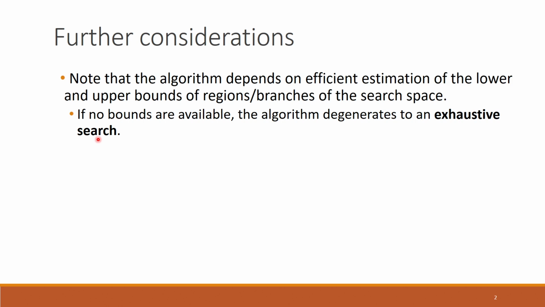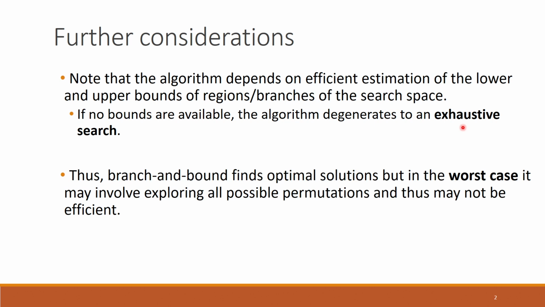As we have discussed before, this may not be very computationally efficient, and in many cases the number of feasible solutions in the feasible region increases exponentially with the size of the problem. So this is what this sentence is saying, that branch and bound finds optimal solutions, but in the worst case it may involve exploring all possible permutations and thus may not be efficient.